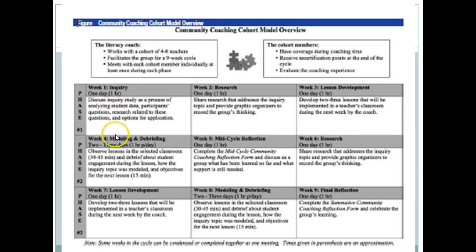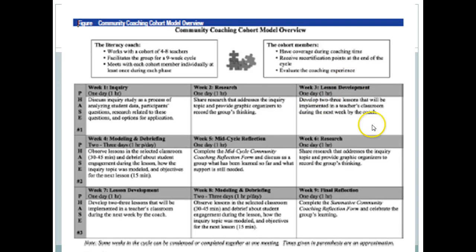So week 1 is the inquiry week. It's just 1 day for 1 hour, and you're really giving an overview of what the study of inquiry is and analyzing student data, answering questions of the participants, giving any research related to the questions, and then options for application. Week 2, for 1 day, 1 hour, you're doing the research part. So you're sharing research that addresses the inquiry topic and providing graphic organizers to record the group's thinking.